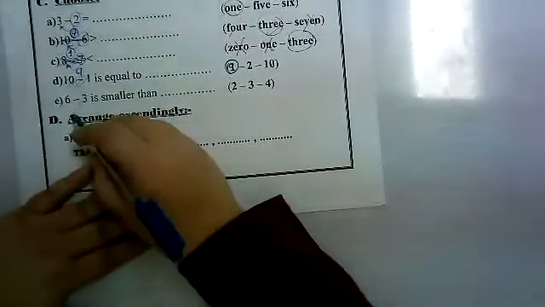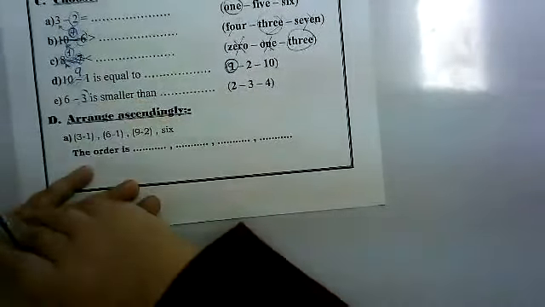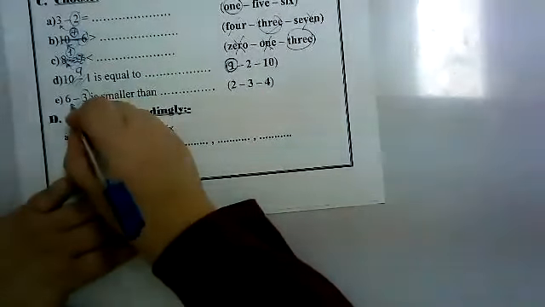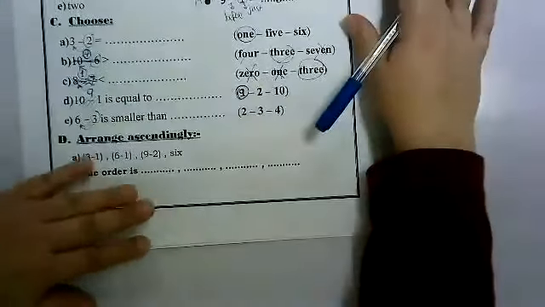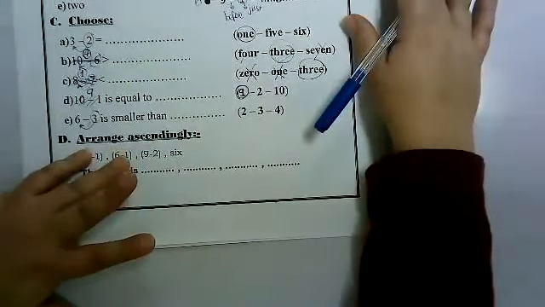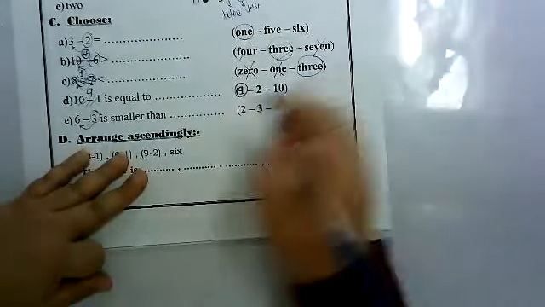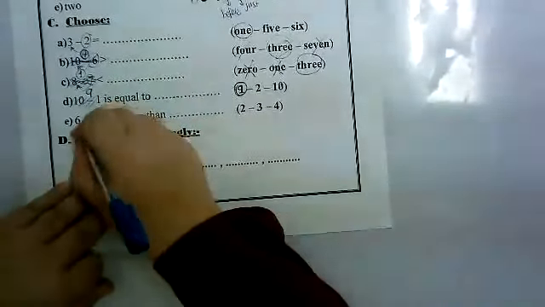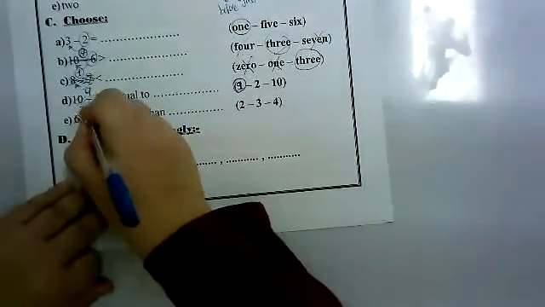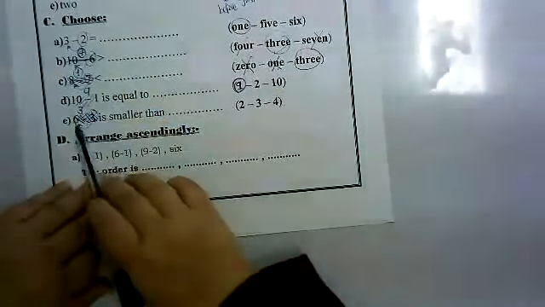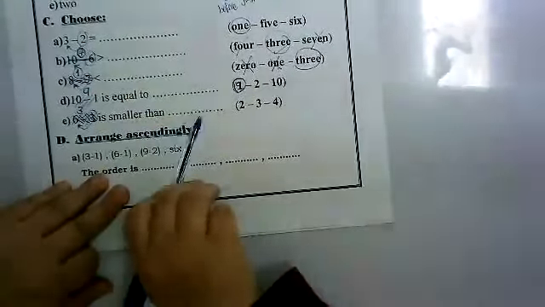6 minus 3, 3 is the smaller number. Draw an arrow from 3 to 6. You have to count until 6, after the smaller, of course. After 3, 4, 5, 6. They are 3. Okay, we don't need this equation anymore. And write 3, the answer. Okay, so 3 is smaller than what?